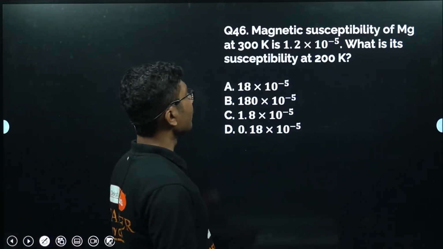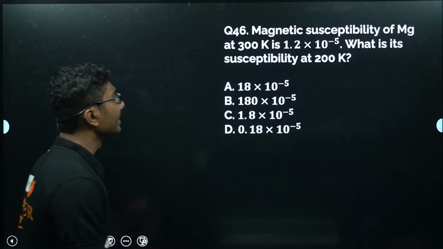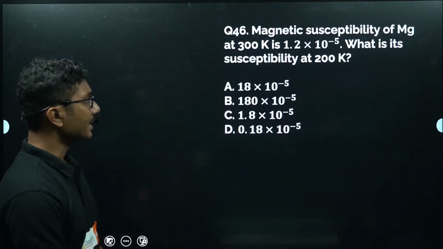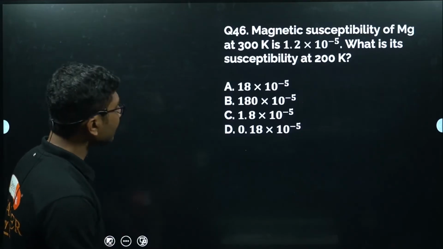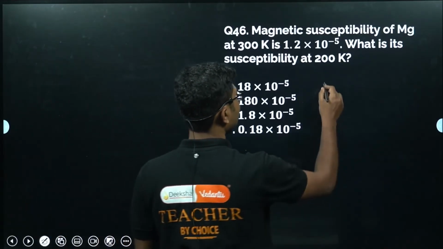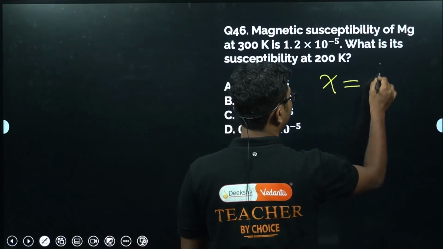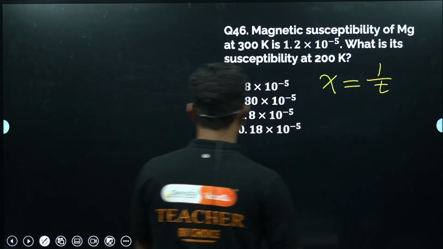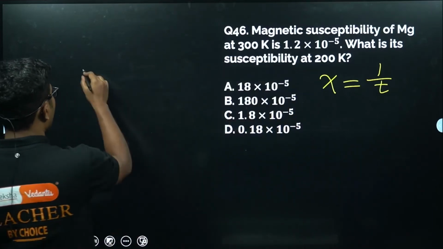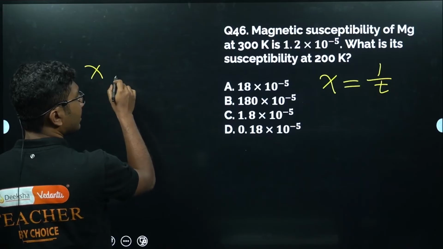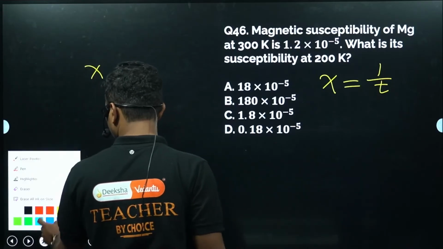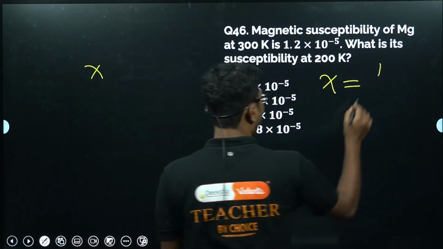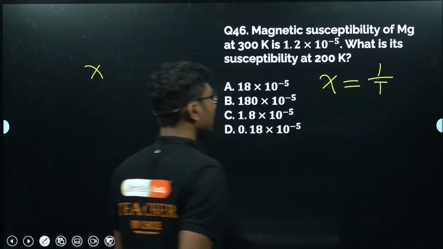Magnetic susceptibility of Mg at 300 Kelvin is 1.2 into 10 to the minus 5. What is its susceptibility at 200 K? This is also a deleted question. You need to know that susceptibility depends on 1 by temperature, okay, 1 by T. So here susceptibility is in terms of absolute temperature, proportional to 1 by absolute temperature.